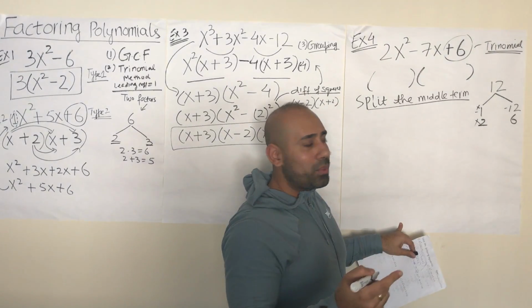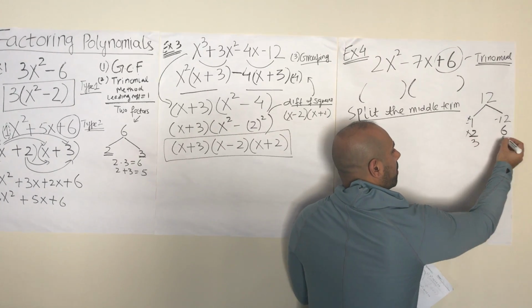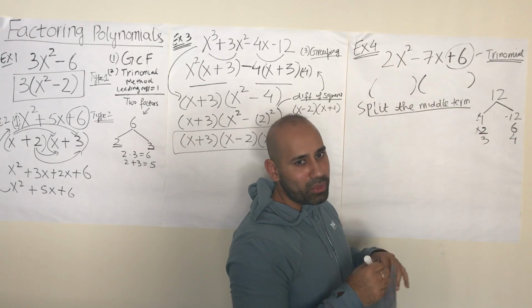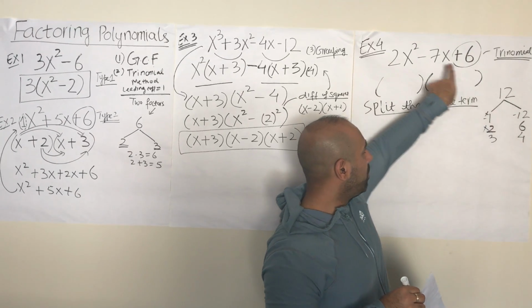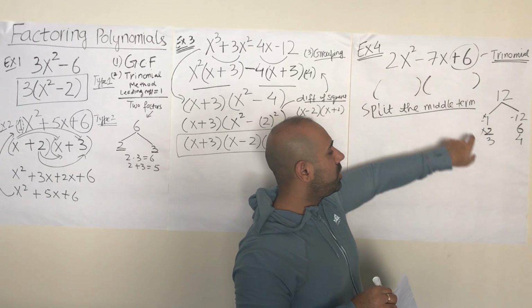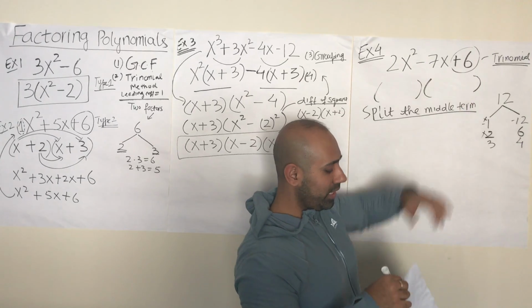Now my third choice would be 3 and 4. Well, now I can see some hope here. Well, 3 times 4 is 12, but 3 plus 4 is 7. We want a negative 7. So what can we do with this 3 and 4 so that it looks like negative 7?